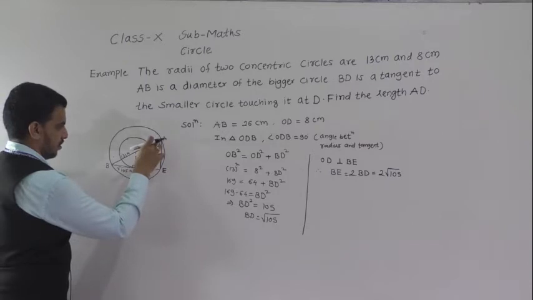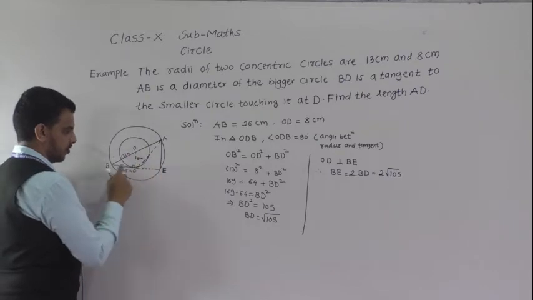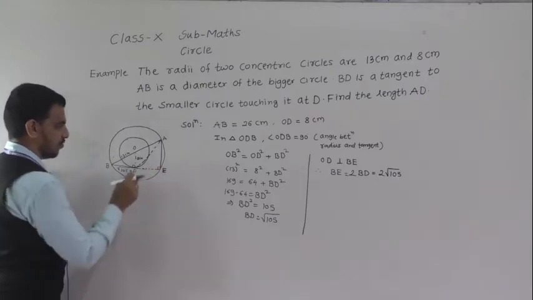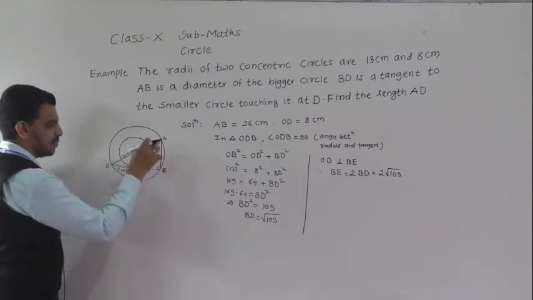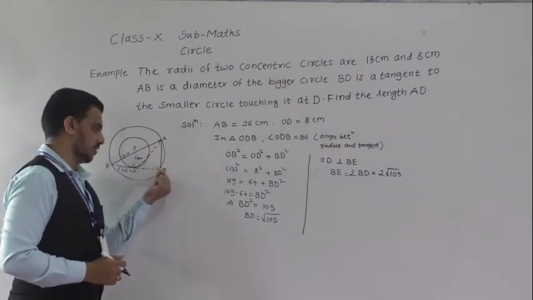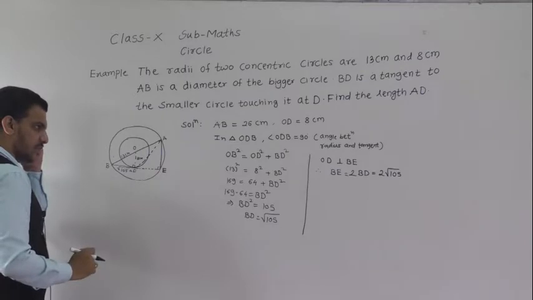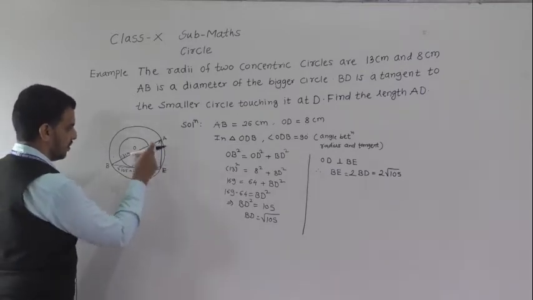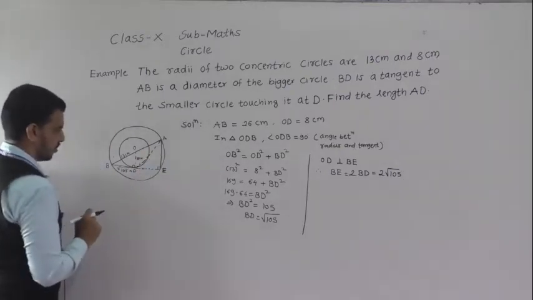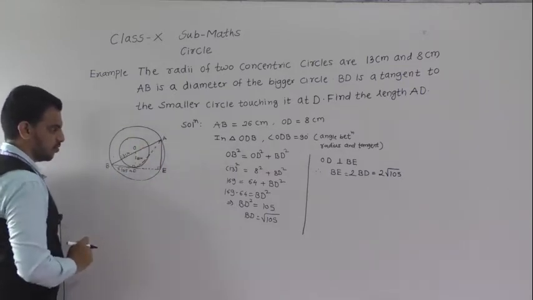Now AE, now there are 2 ways to find AE. One way is to find by Pythagoras theorem, because this angle AEB is a right angle, okay? Why it is a right angle? Because this angle is subtended by a diameter of bigger circle, okay? And if diameter subtends an angle, that angle is a right angle, or we can write angle in semicircle is a right angle, okay? So here angle AEB is right angle. So we can find length of AE by Pythagoras theorem, okay? Because we know that AB, BE, and by Pythagoras theorem we can find AE, okay?